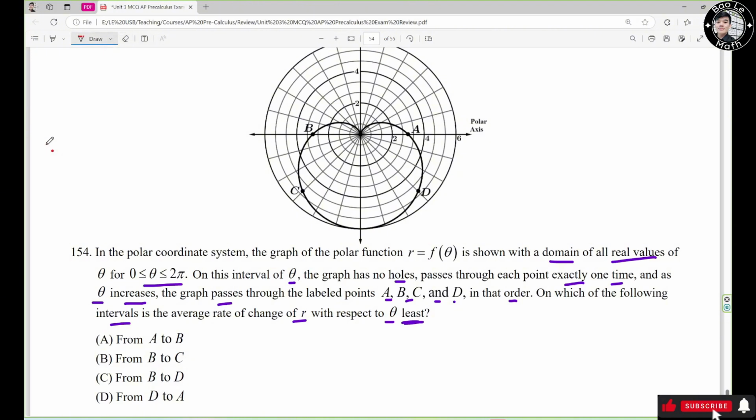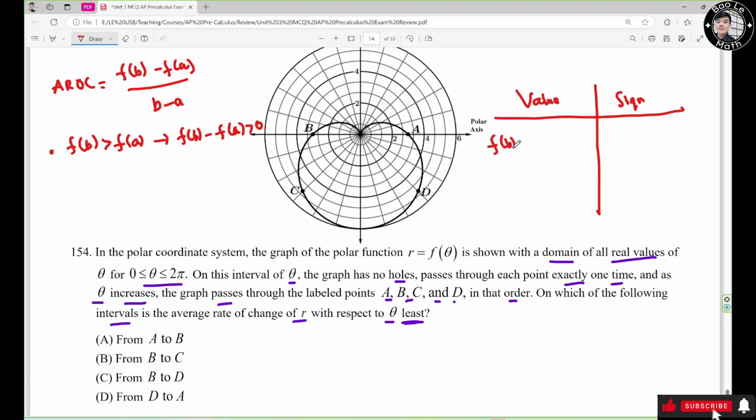Now you know that the average rate of change is given by the formula f of B minus f of A over B minus A. Now, case number 1. If f of B greater than f of A, then does that mean f of B minus f of A greater than 0, right? So if this guy greater than 0, the average rate of change is positive, right? You have f of B greater than f of A. The average rate of change is positive, right?